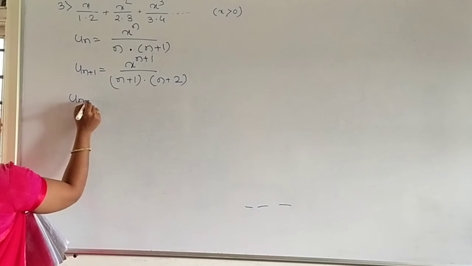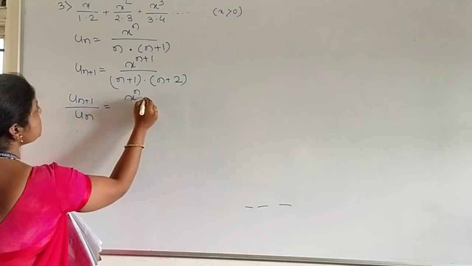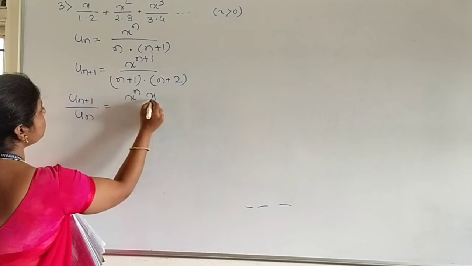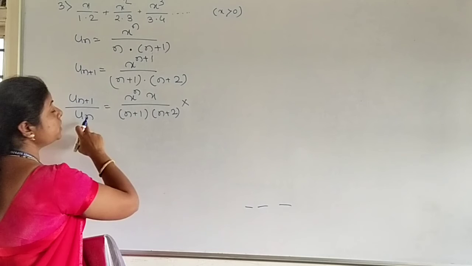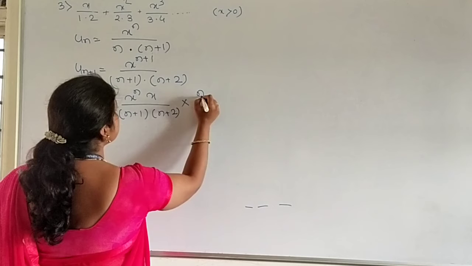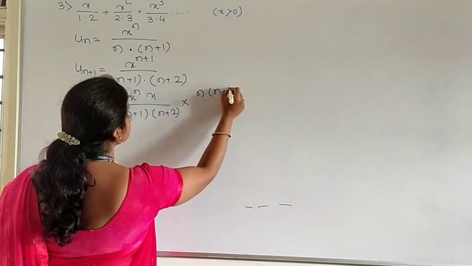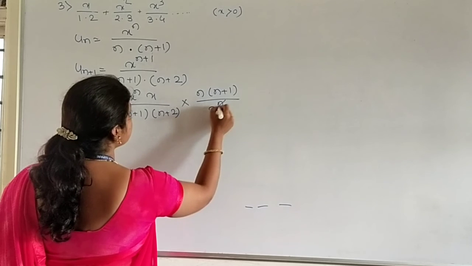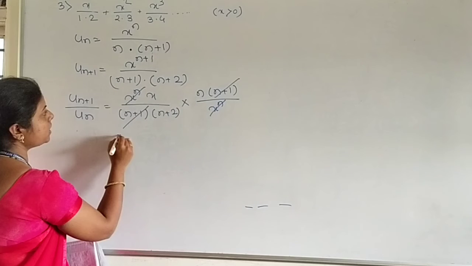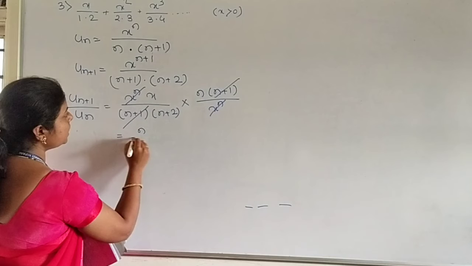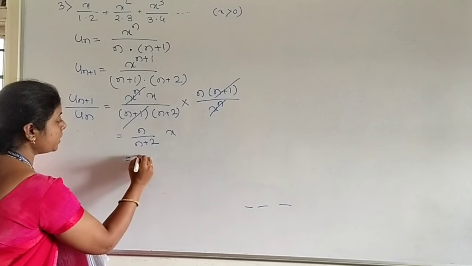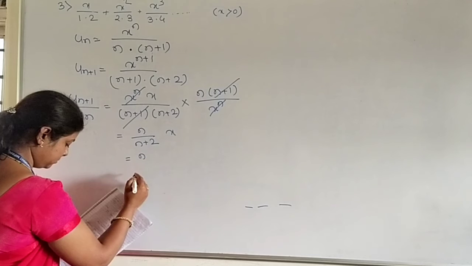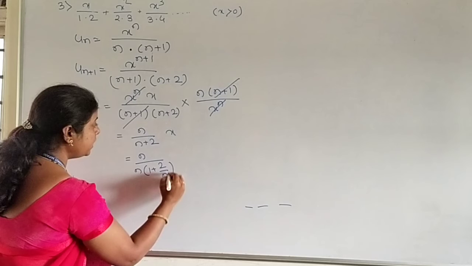Now you have to divide these two. u(n+1) divided by u(n) is equal to x raised to n into x divided by n plus 1 into n plus 2. The denominator u(n) term we have to write in reciprocal form, n into n plus 1 divided by x raised to n. x raised to n, x raised to n, and n plus 1 get cancelled. Here it becomes n divided by n plus 2 into x. Here also we can take n common, and it becomes 1 divided by 1 plus 2 by n into x.